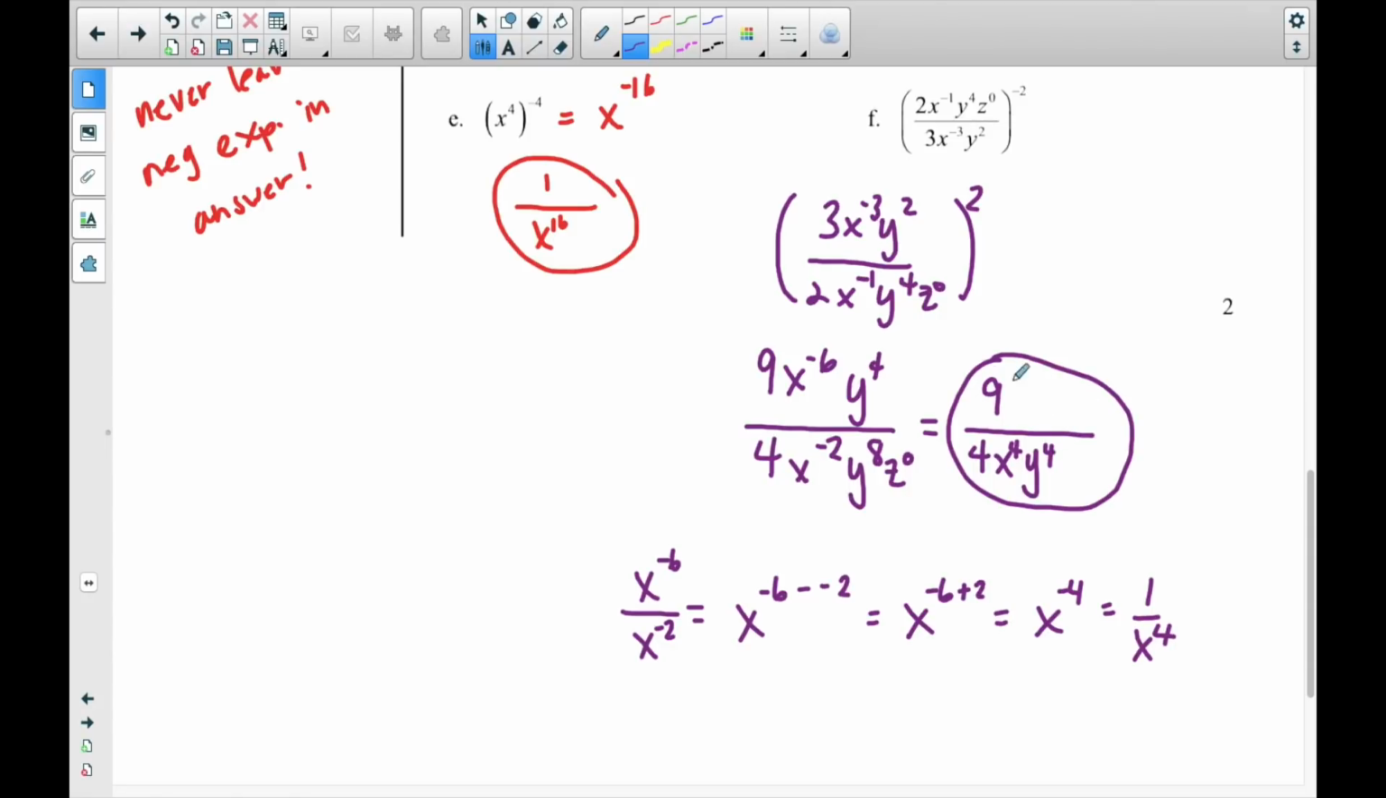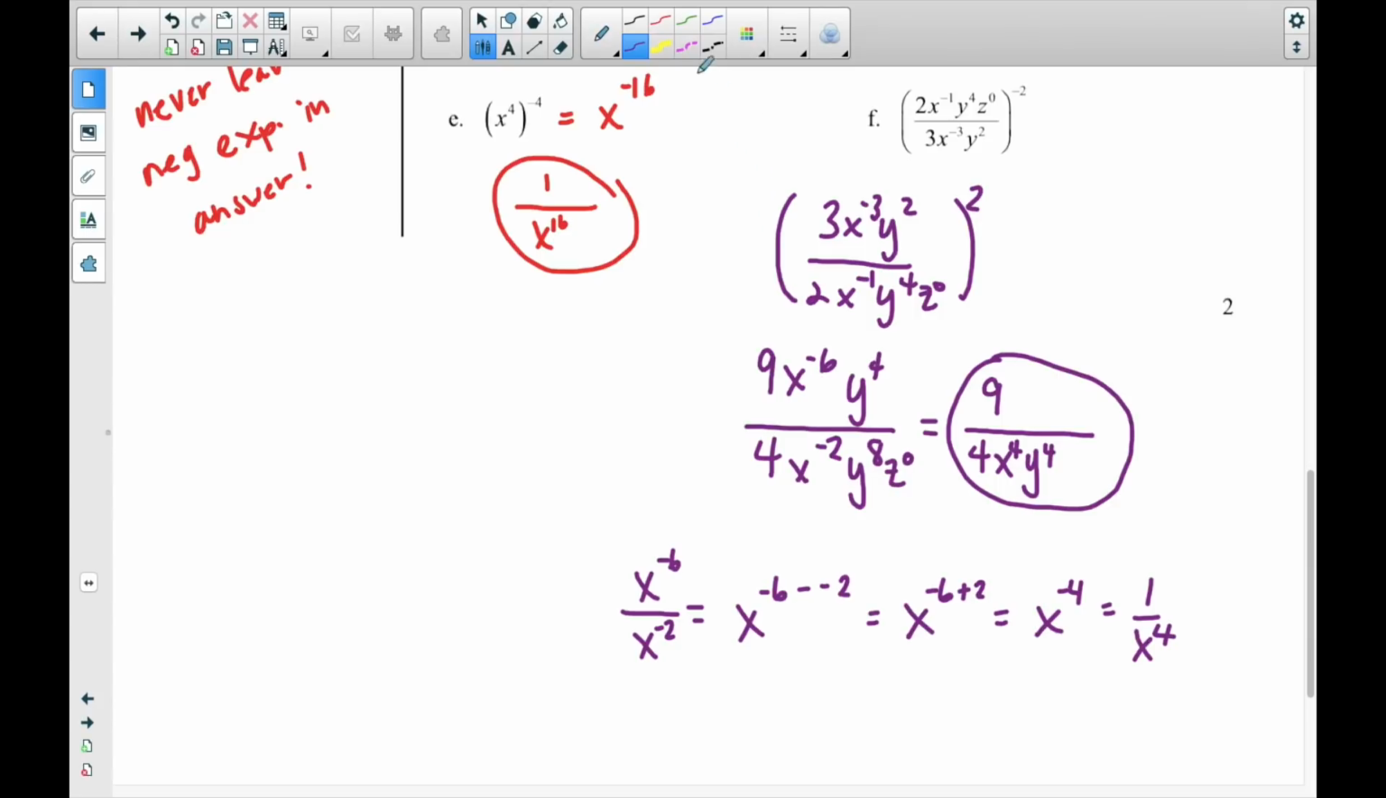Okay, your final answer should be 9 over 4x to the 4th, y to the 4th. A couple things. The z remains a z to the 0 because 0 times 2 is still 0, and anything to the 0 power is just 1, so we don't need to write it into our answer because it doesn't add anything to the answer. So we're just going to leave that z to the 0, leave that as 1 and leave it out.